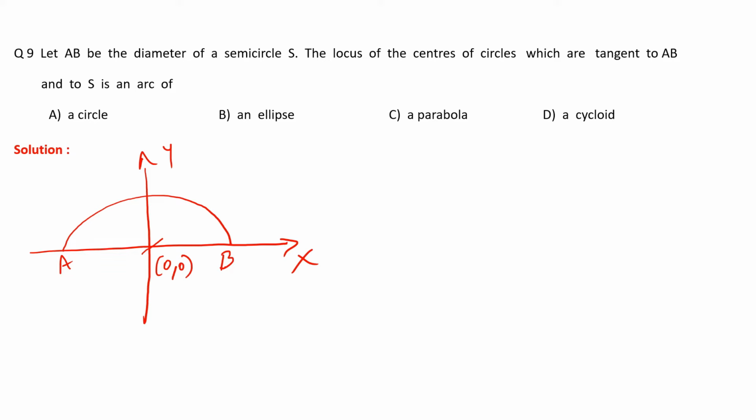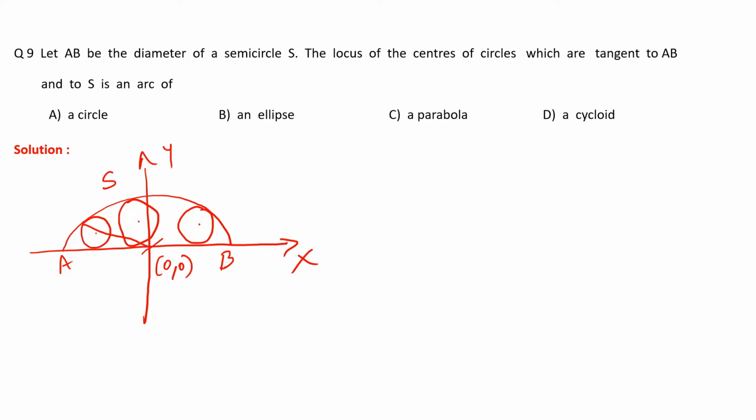Fine. Now, many circles will be there that will be touching both S, this is S, semicircle S, and AB, right? And we have to find the locus of their centers. Now, we are going to be just taking one circle. With the help of one circle only, we'll be able to get the answer. Now, let us take this one.